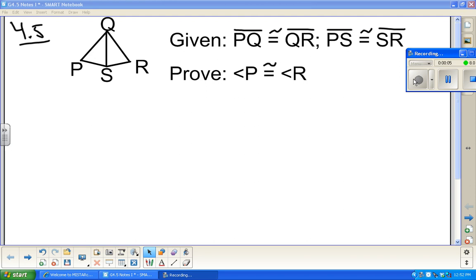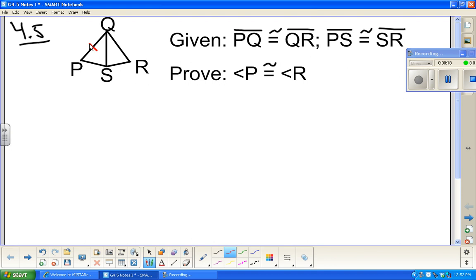Okay, so we should start by marking the diagram and getting your givens labeled, right? So let's do that. And then we'll look at what we're trying to do in a second here. But we know PQ is congruent to QR. So let's mark those segments congruent. And we also know PS is congruent to SR. So these little bottom pieces here, we'll give them 2 little marks.